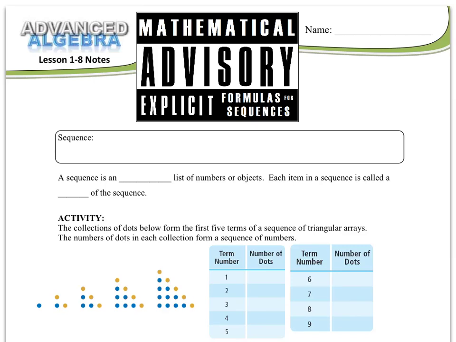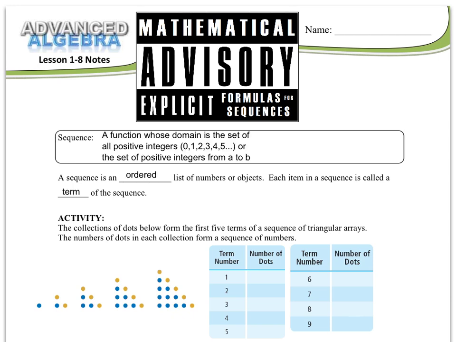Lesson 1.8 notes. Lesson 1.8 is about explicit formulas for sequences. The first vocab word that we're going to talk about is a sequence. A sequence is a function whose domain is a set of all positive integers. So in other words, 0, 1, 2, 3, 4, 5, all the way on up. Or it's the set of positive integers from a range from like A to B. So it could be from like 2 to 5 or 10 to 20 from a certain range.